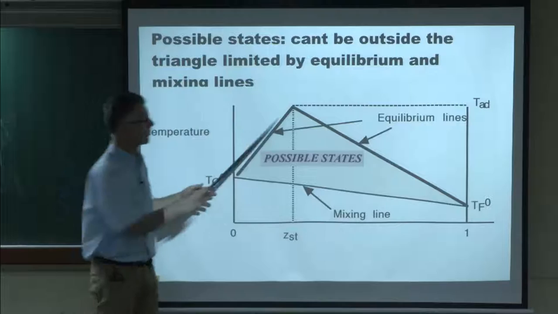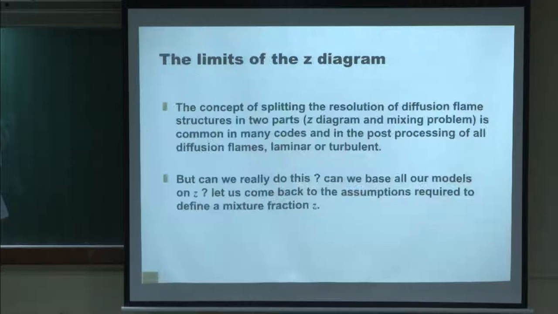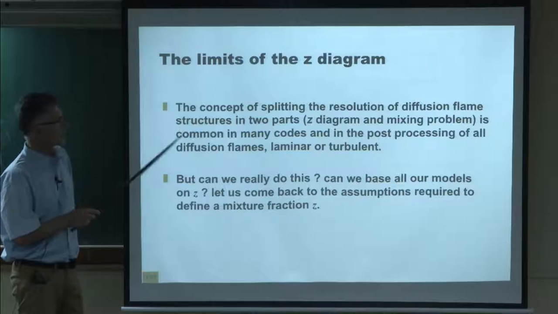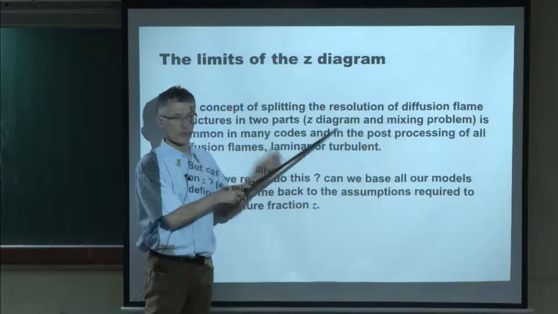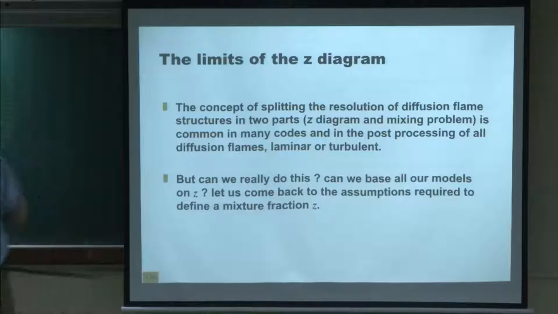Now, there are limits to this business, okay? The idea that we will actually split our problem in two parts, one part where we need to find the mixture fraction locally, and then if you have Z, then we can have the flame structure. That's a nice idea, and it's used everywhere. The question is, can you really do it?